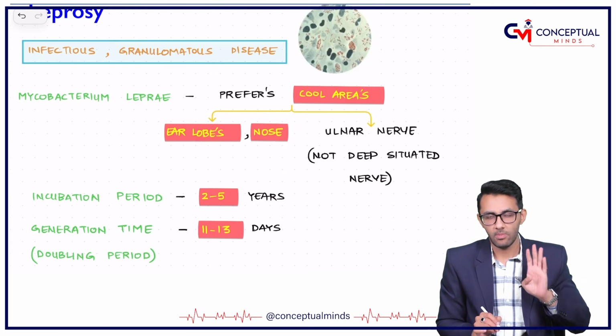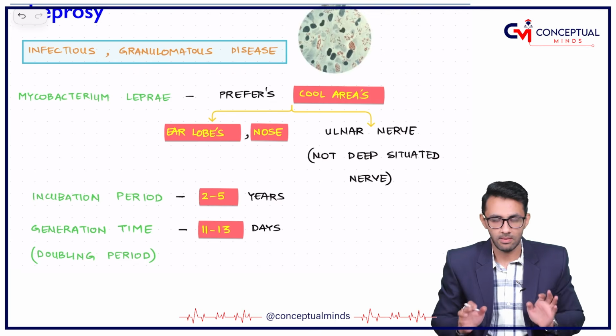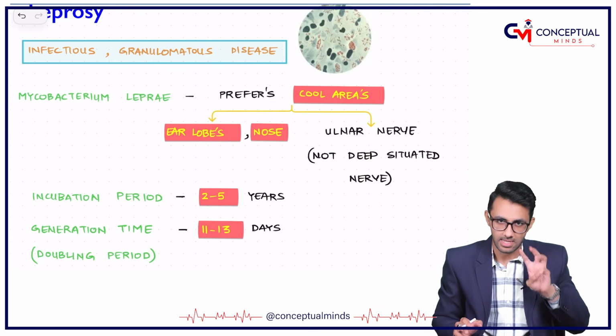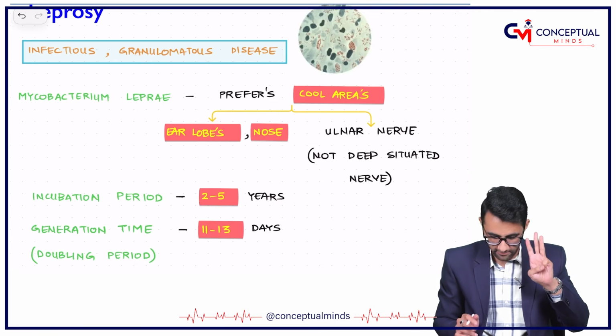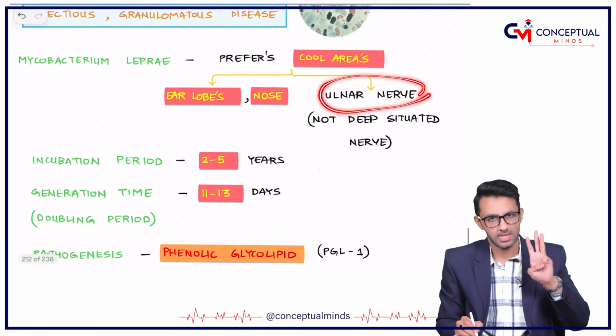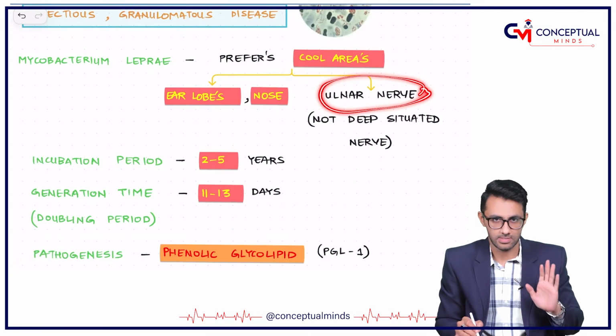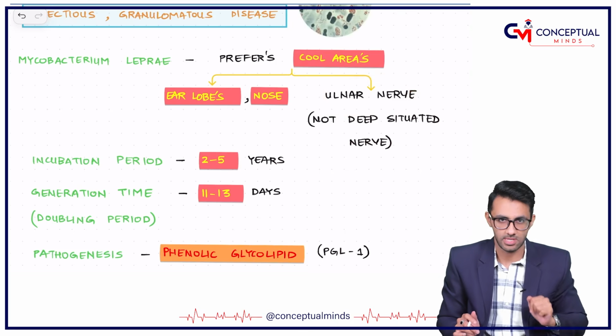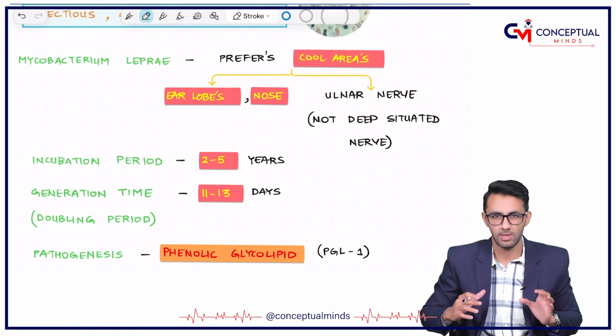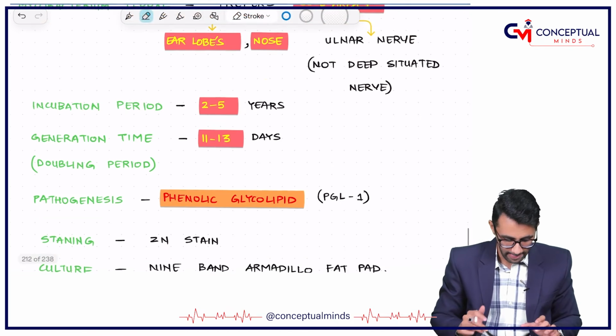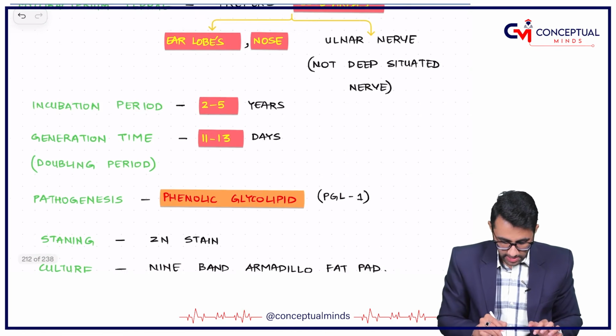So tell me, how many places does WHO recommend? What are the minimum places? 3 locations, right? Fine. What does it involve? Usually the nerves, the superficial ones, because it does not like to be in a very hot environment. Incubation period is 2 to 5 years.